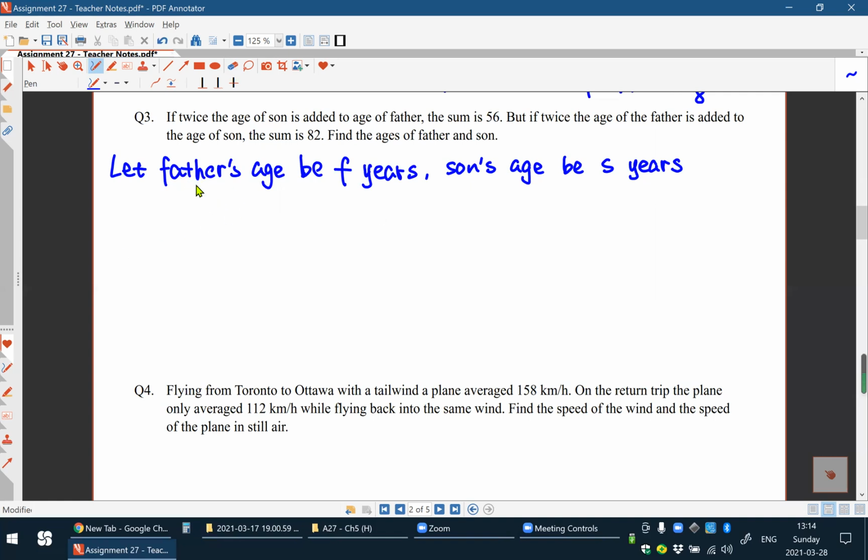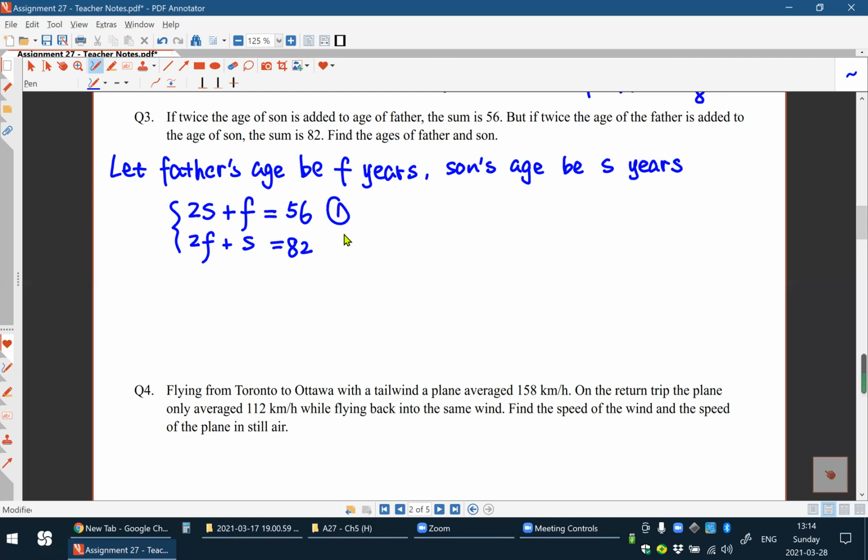So first piece of information interpreted from the English expression is twice the age of son is added to the age of father. Twice the age of son means 2s plus the age of the father, F, and the sum is 56, right? This is first equation. Second, twice the age of the father means 2f, added to the son's age, which is s. The sum is 82, right? Okay, so now we have two variables and two equations. Should be able to solve these two variables, right?